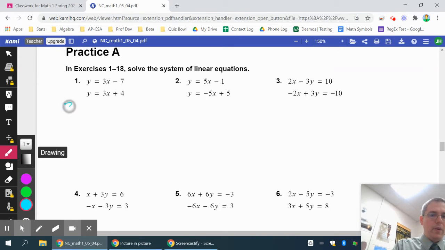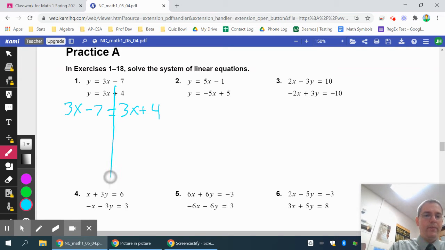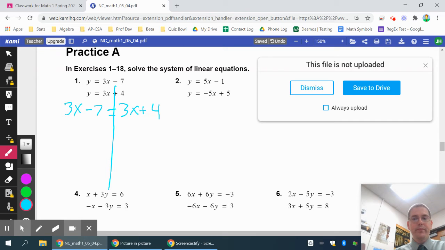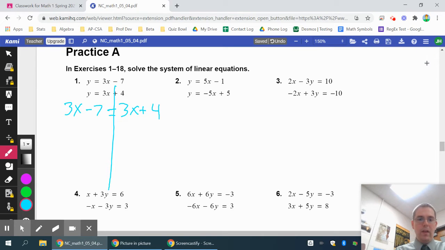a 3x minus 7 equals a 3x plus 4. And I have an equation here I can solve. Now on this one, I need to get all the variables on one side. So to move a positive 3x, I'll subtract 3x. And what you'll notice here is that all the variables go away.